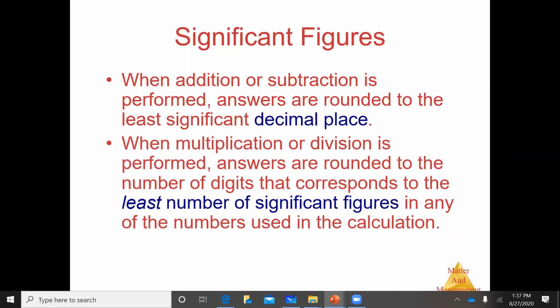It's a little bit different for multiplication and division. When you're doing multiplication and division, answers are rounded to whichever number has the least number of significant figures. So if I have a piece of data that has 15 sig figs and another one that has 2 sig figs, unfortunately, my final answer will only be able to honor the 2 significant figures.